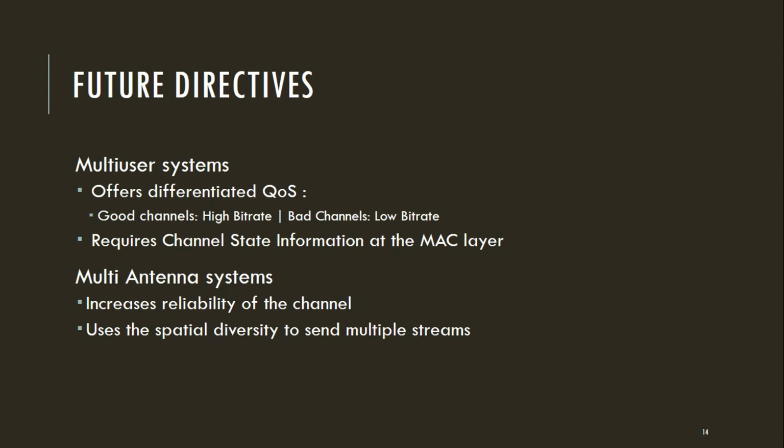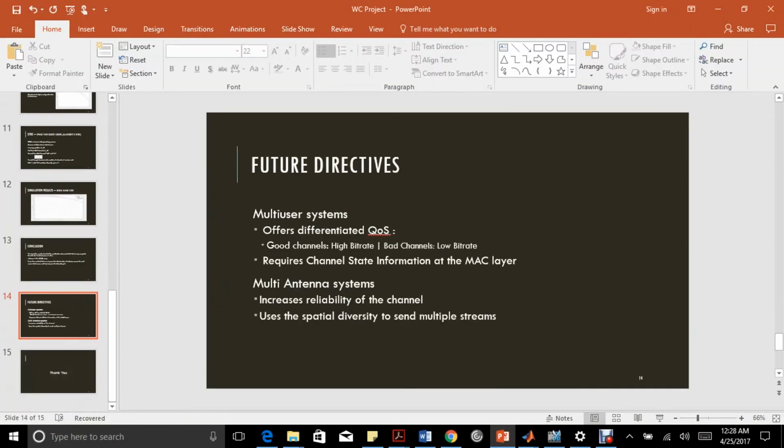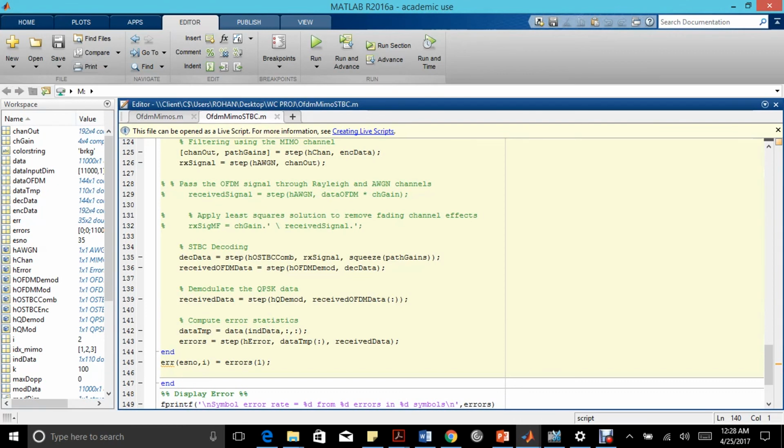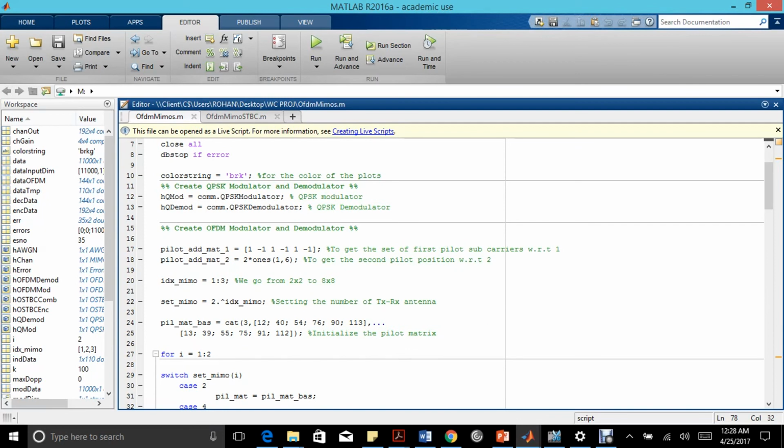But it is really complex to design these systems, and a good amount of research is being done to implement it in millimeter wave technology. It basically requires channel state information, whether the channel conditions are good or bad, and it requires feeding this information at the MAC layer. So it is really challenging to design these systems. And a multi-antenna system is basically the use of multiple antennas to increase the diversity ratio and the reliability of the channel by sending the same signals through multiple antennas, thereby increasing the robustness of the channel. So with this, I would like to end my PPT and move on to the simulation results.